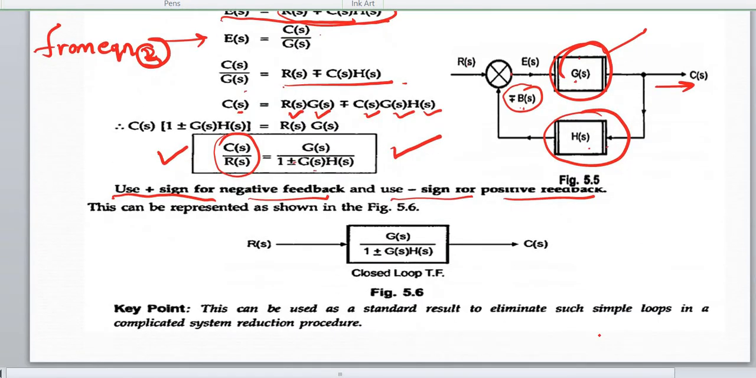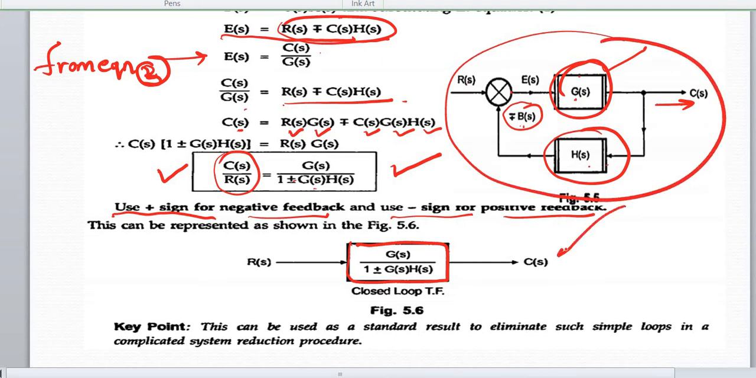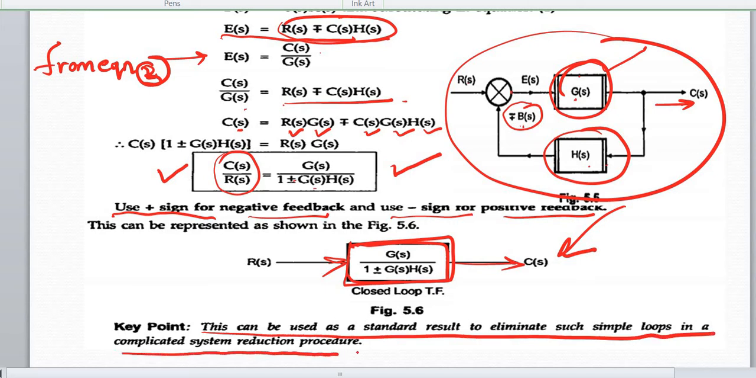Okay. So this is clear now. So that we can represent it also in the form of only one block. That is, this form can be represented like this. R(s) is the input and the block transfer function is G(s) divided by 1 plus or minus G(s)H(s), and output is C(s). This can be used as a standard result to eliminate simple loops in a complicated system reduction procedure.